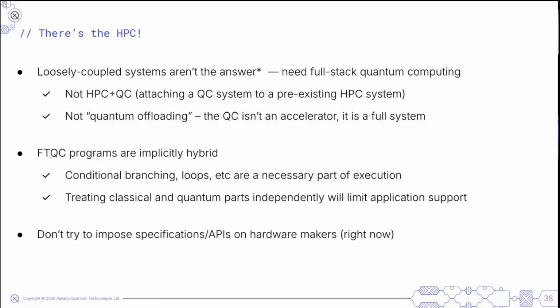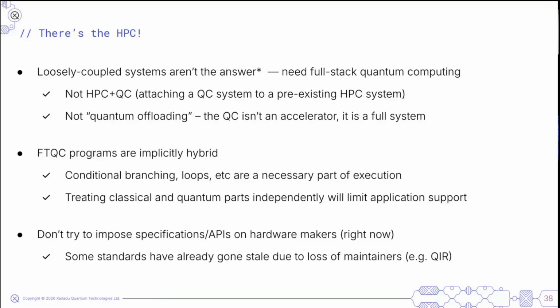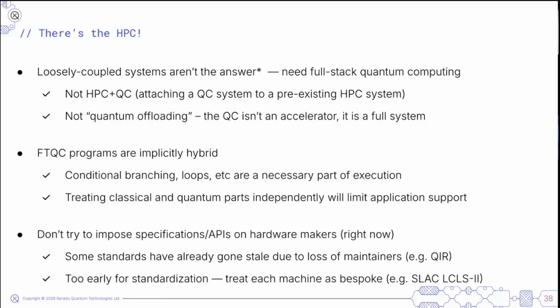So what I'm going to say here is don't try to impose APIs or specs on hardware makers right now. We start with something that works, and we will run from there. If you look at something like QIR, which has gone stale because the maintainers have migrated so much over the years, this is a perfect example of why premature standardization is an issue in the community. It's too early for this overall.